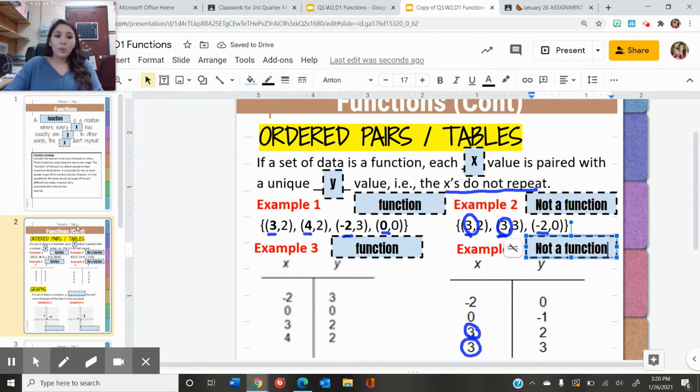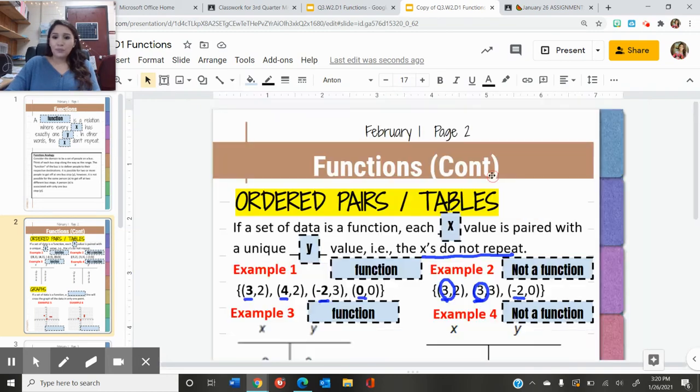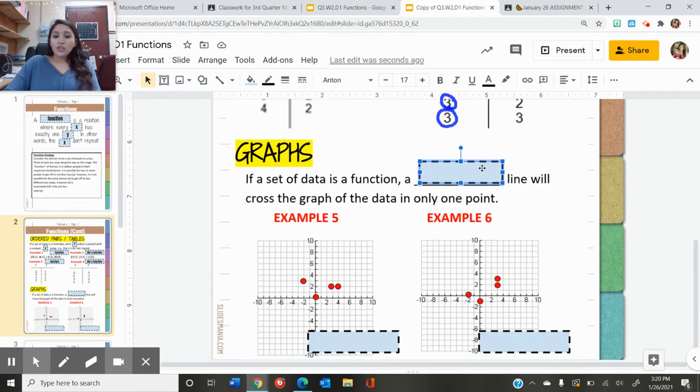Okay, so that was looking at ordered pairs and tables. We're going to go ahead and look at graphs now. If a set of data is a function, we can determine that by what we call the vertical line test. If a set of data is a function, a vertical line will cross the graph of the data in only one point. In other words, when I do my vertical line test, it shouldn't pass through 2 points.